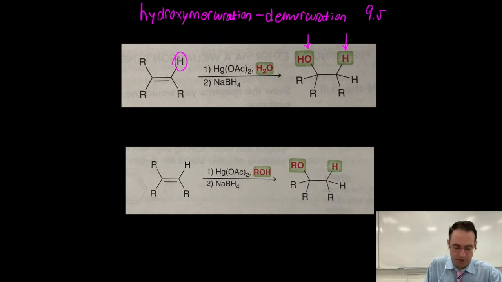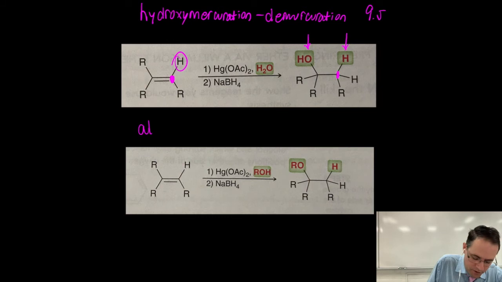The rich get richer. If you have more hydrogens on one of the carbons, that carbon is going to get the hydrogen. That's Markovnikov's rule in a nutshell. And the OH goes on the other carbon.